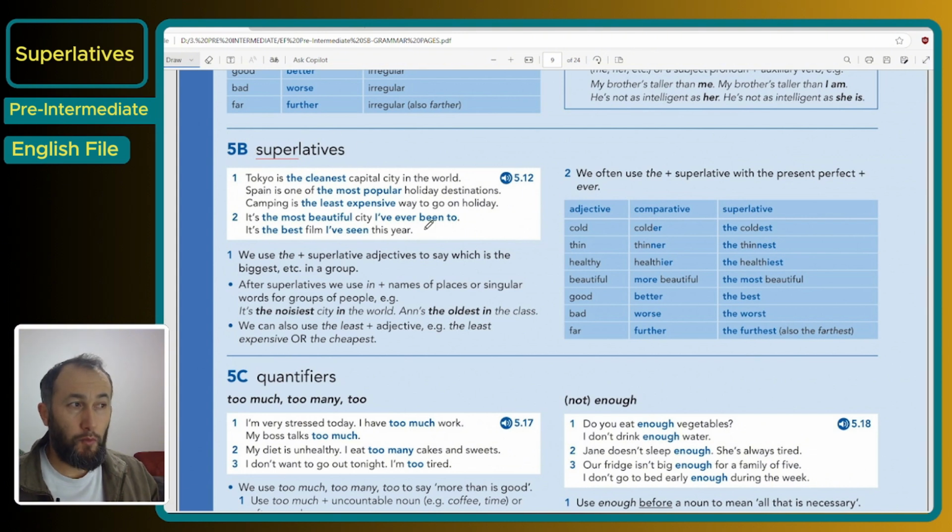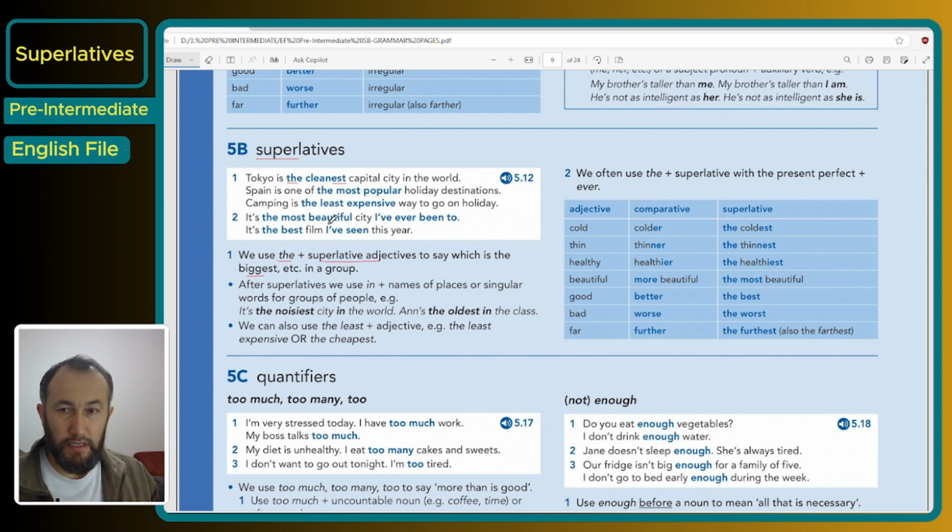Superlatives. How we build it, as you can see, we use the. So superlative always comes with the article, guys. So the and then superlative adjective to say which is the biggest, which is the tallest, which is the most expensive. Again, as I said, we use them when we compare more than two things. Tokyo is the cleanest. You guys hear where EST.